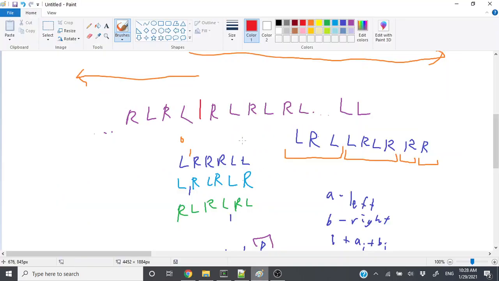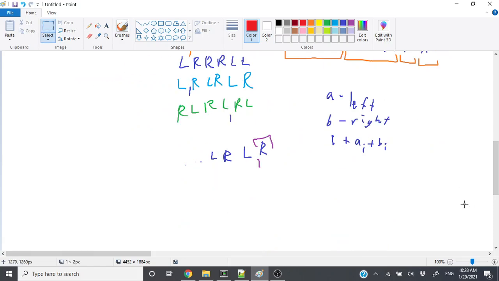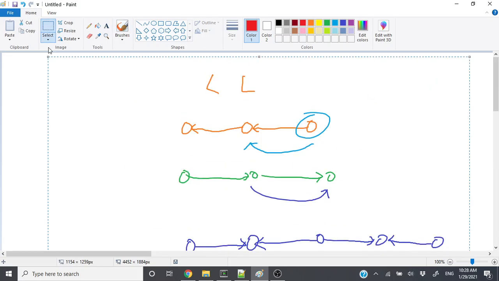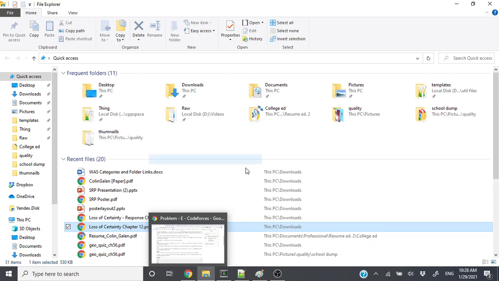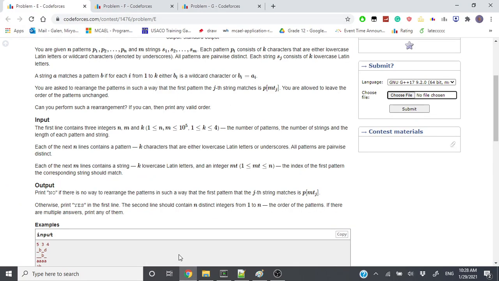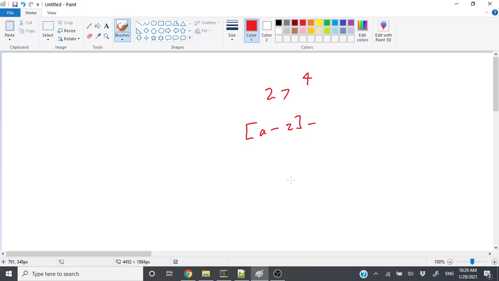Okay, something of note is that there are only 27 to the fourth patterns. Specifically, every character can be either A to Z or an underscore. And 27 to the fourth should be relatively small. Yeah, 500,000, okay. Specifically fitting k equals 4.